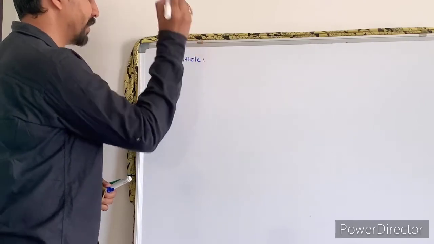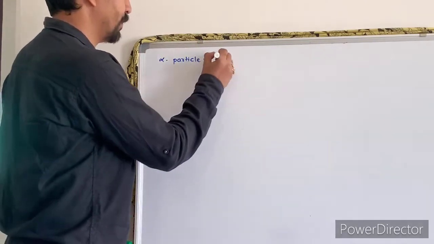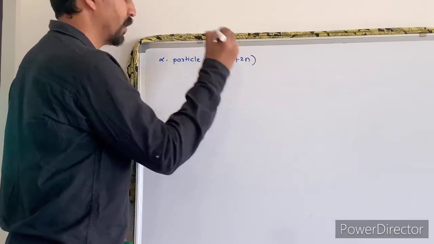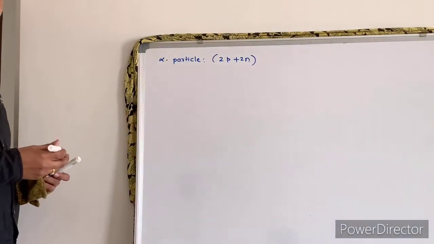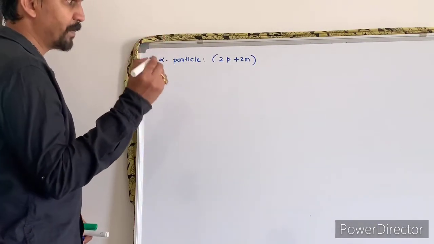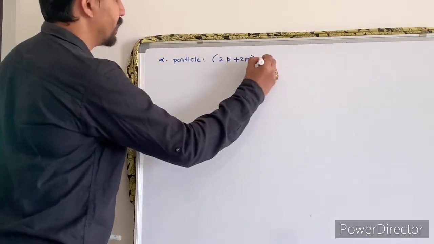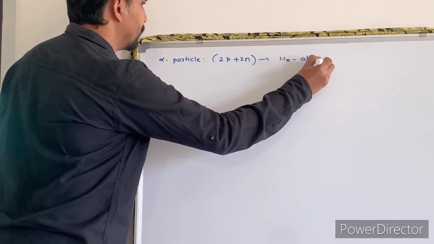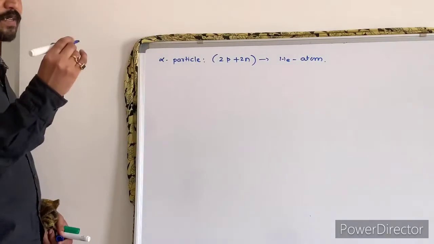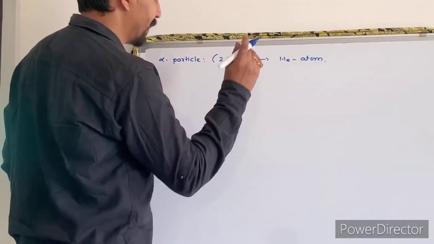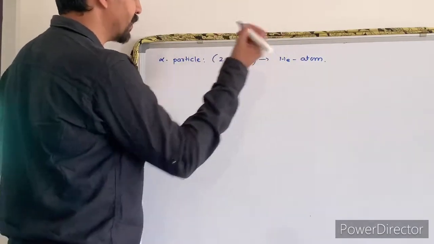Now alpha particle consists of 2 protons plus 2 neutrons. Right? Now, what is alpha particle? It is represented by helium atom. Not equal, it is represented by a helium atom. Helium atom is used to represent alpha.